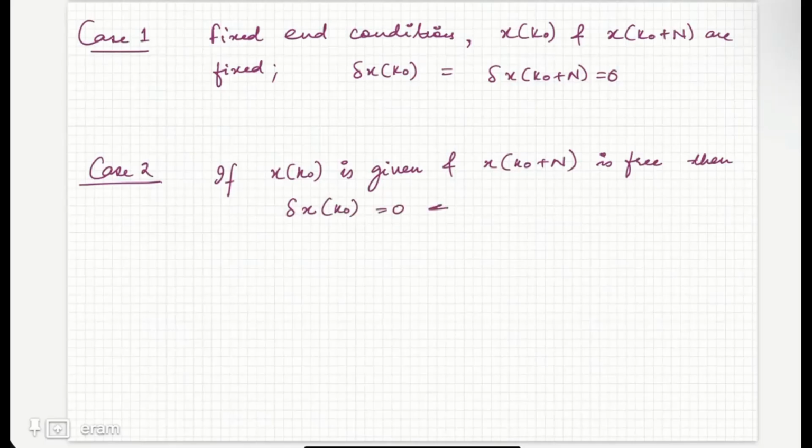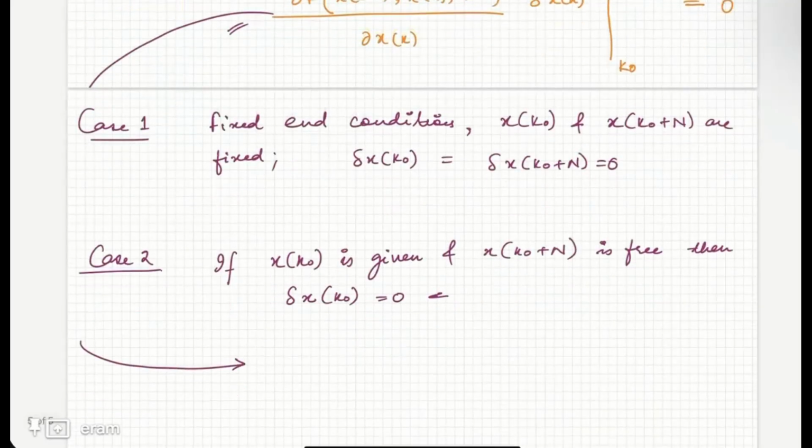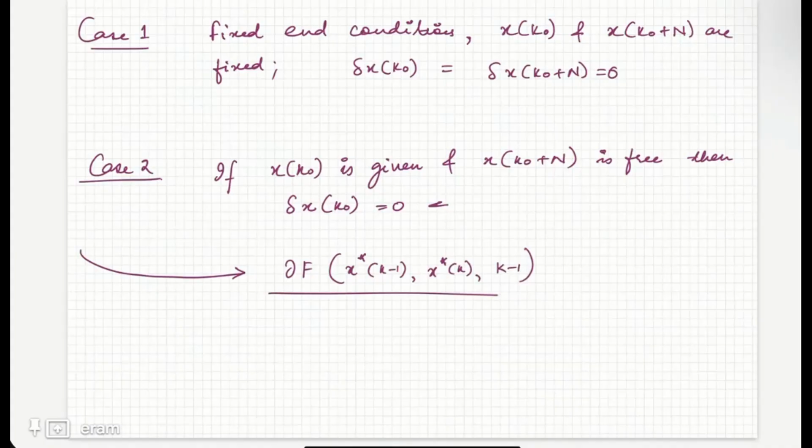So therefore this condition will be only for k equals k naught plus n, that is ∂f*/∂x*(k-1) evaluated at k equals k naught plus n. This should be 0.